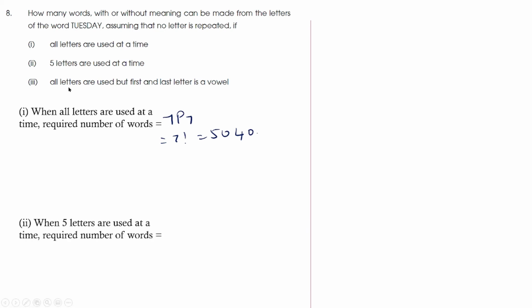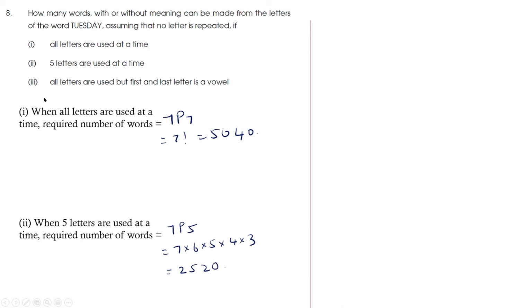The next subdivision, when 5 letters are used at a time. So when 5 letters are used at a time, there are 7 letters available and 5 letters are used at a time. So the required number of ways will be 7p5, which is equal to 7 into 6 into 5 into 4 into 3, or this is equal to 2520.